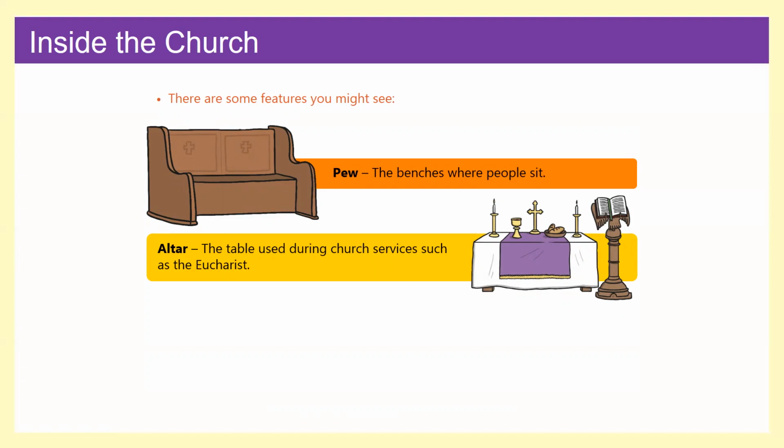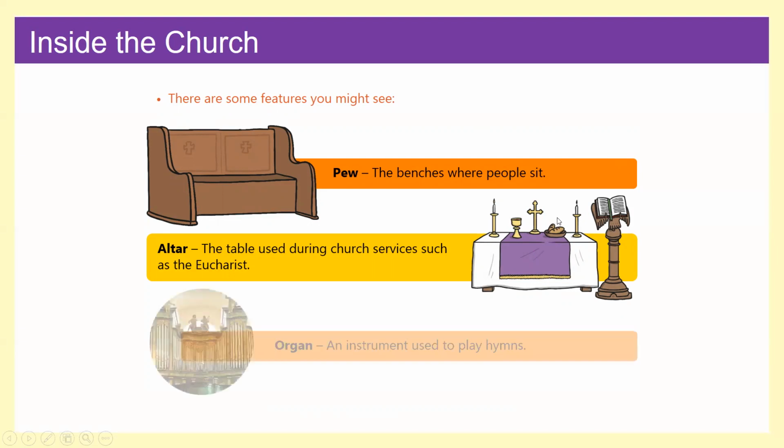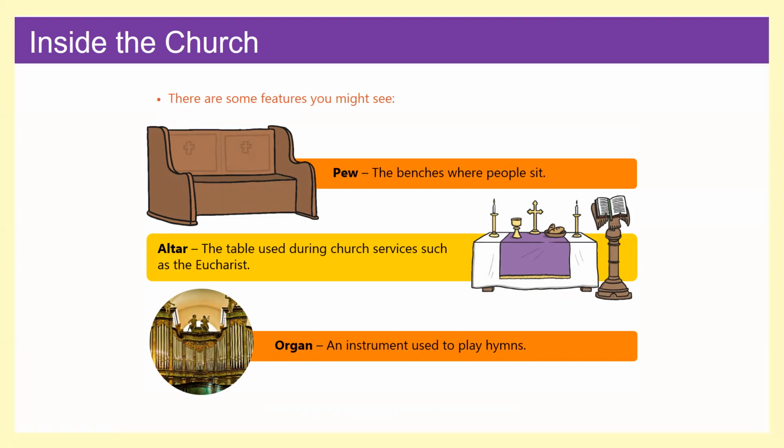Then at the front of the church, you will often see the altar, and that's the table used during church services such as the Eucharist. That's when they give Christians the bread and the wine, which is the body and the blood of Christ. You might also see organs, which is kind of like a very grand type of piano, but with a much different sound, and it's often used to accompany hymns that are sung at the time.